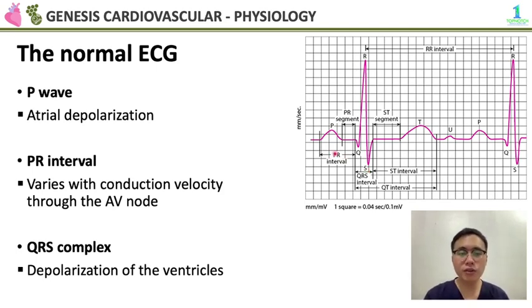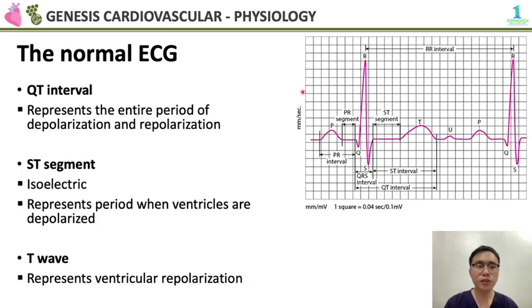PR interval varies with conduction velocity through the AV node. So say for example, you have a first degree AV block. You expect the PR interval to lengthen, usually more than 5 small squares na siya. The QRS complex over here represents depolarization of the ventricles. QT interval, ito yung sinasabi kong important.